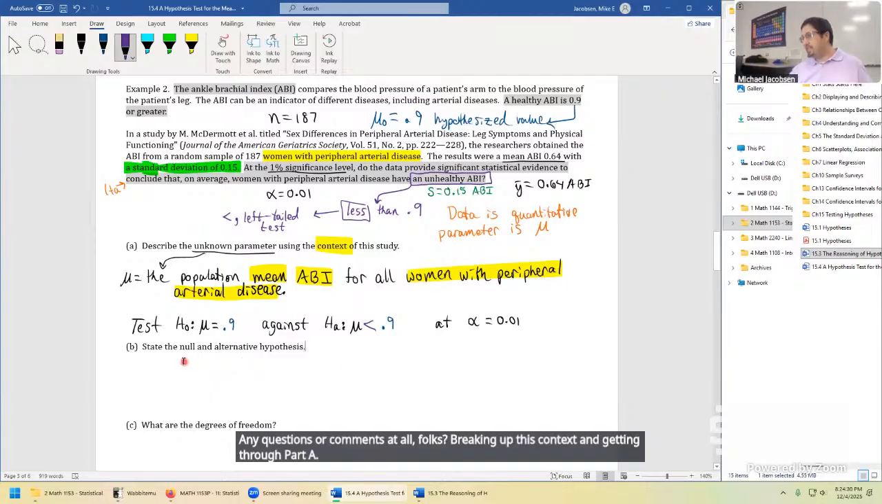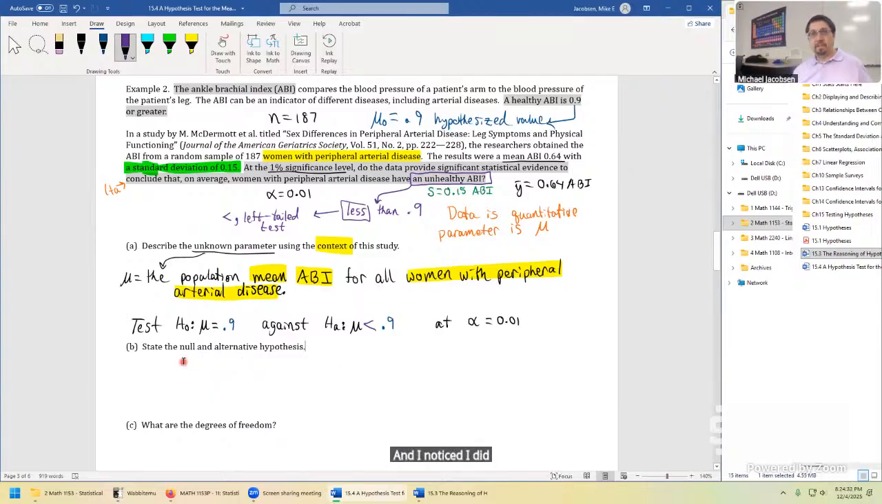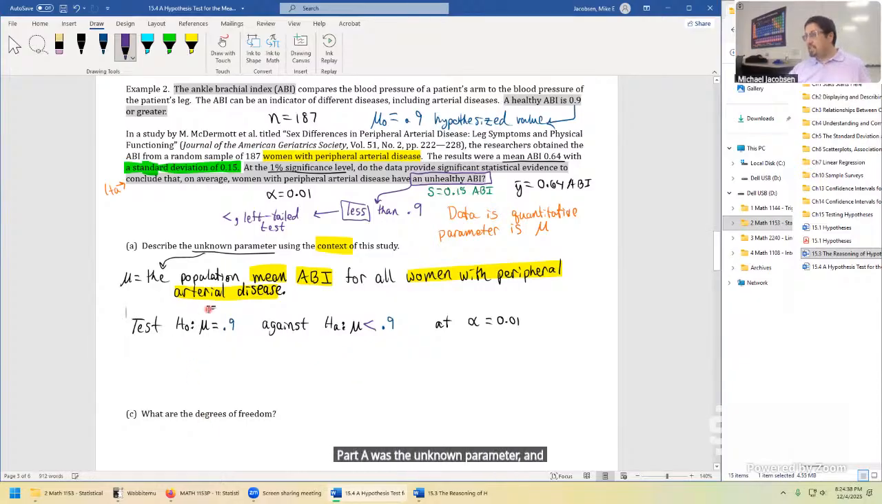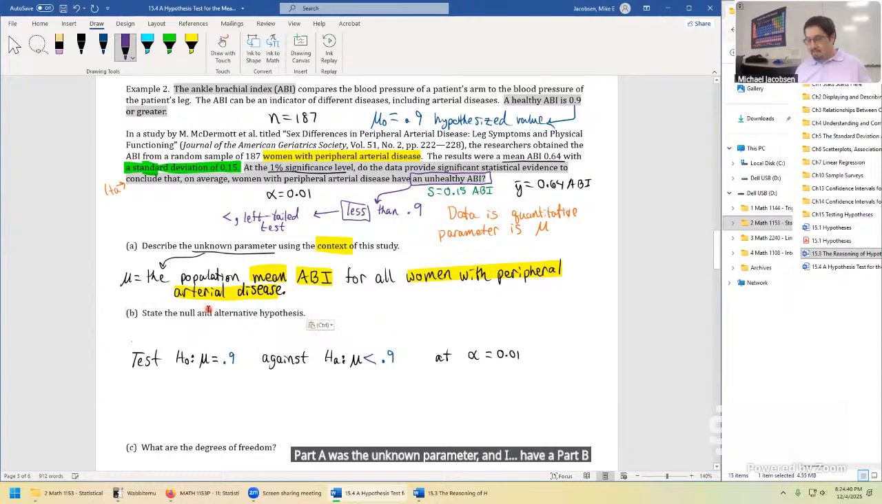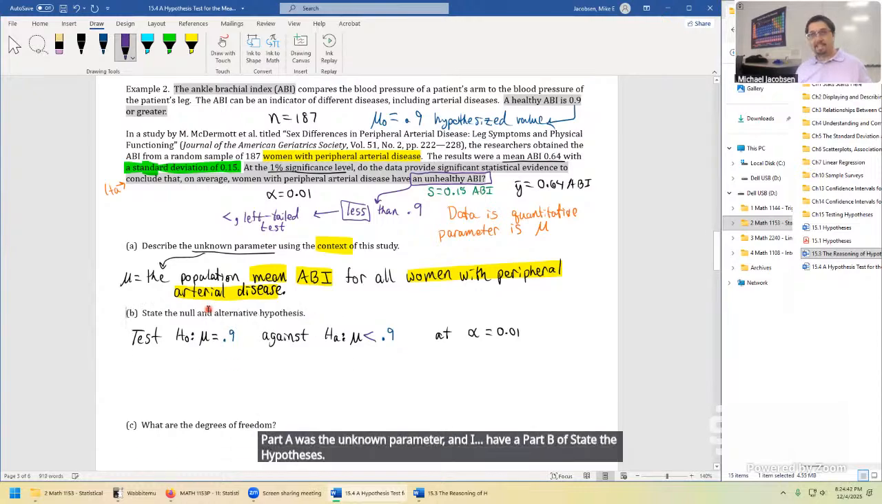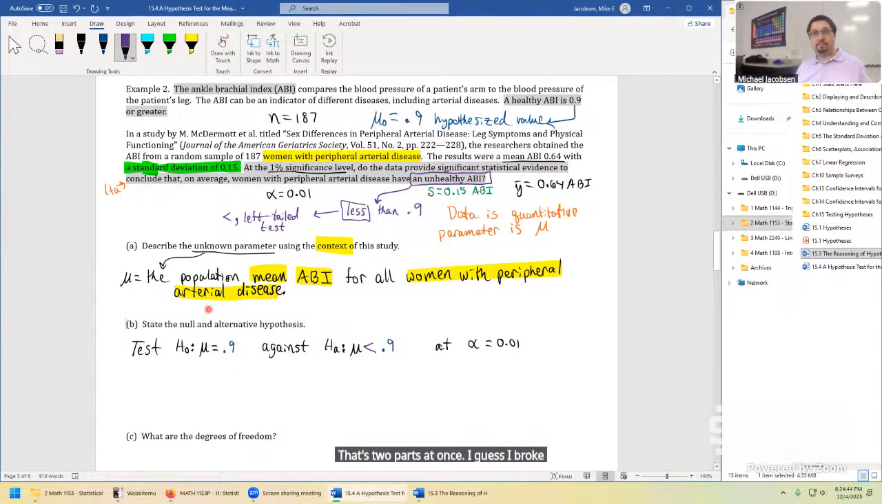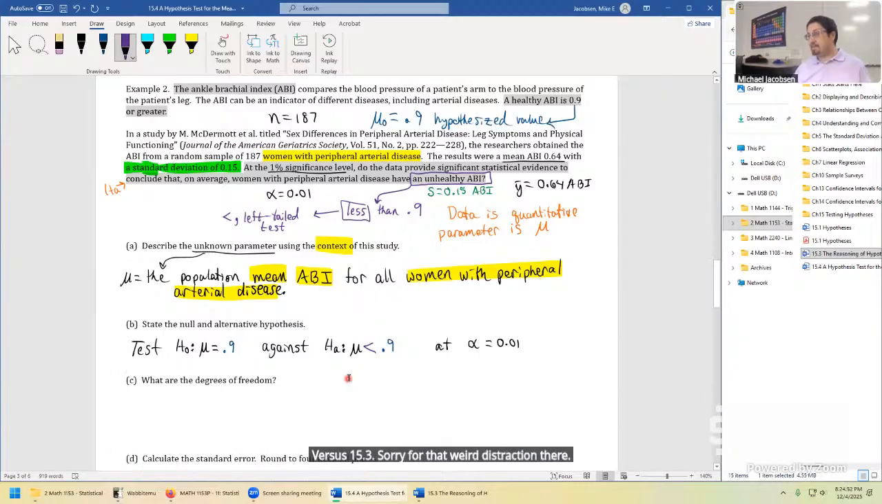And I noticed I did this in a weird way. I must have been thinking of the last section. Part A was the unknown parameter, and I have a part B of state the hypotheses. That was two parts at once. I guess I broke this up a little differently in 15.4 versus 15.3. Sorry for that weird distraction there. Well, we got through parts A and B and we didn't even know it, so we're off to part C.